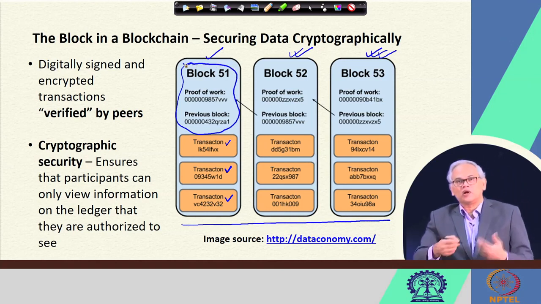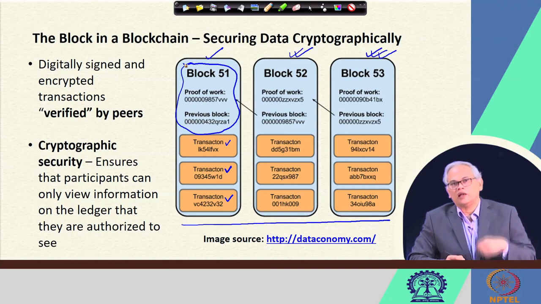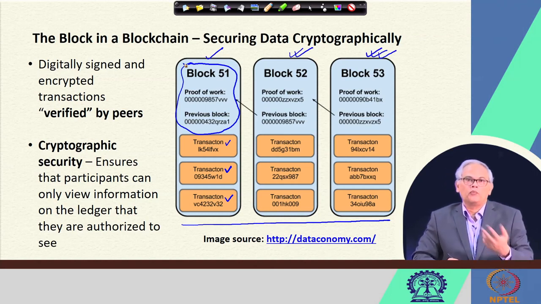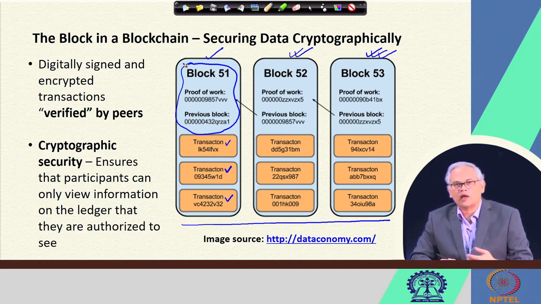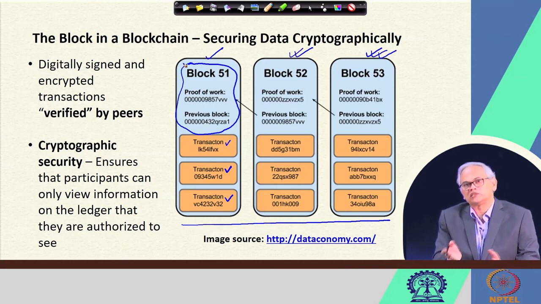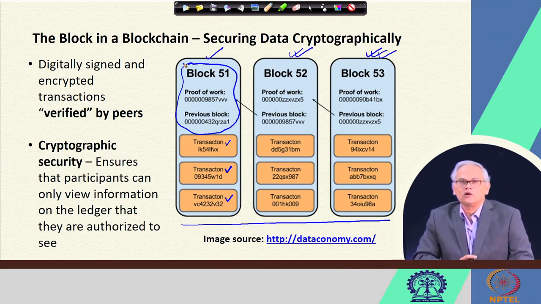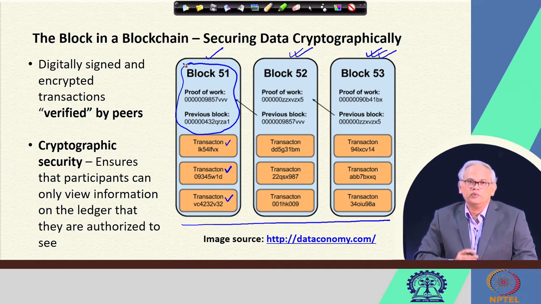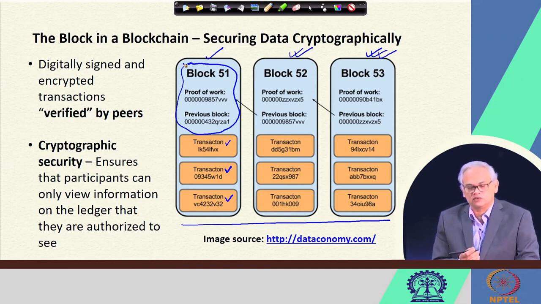And these transactions are what? As I mentioned, these could be Alice paying 5 bitcoins to Bob, or Bob paying 2 bitcoins to Carol, or transfer of title of my vehicle to party B, and so on. These are the different transactions which are there.